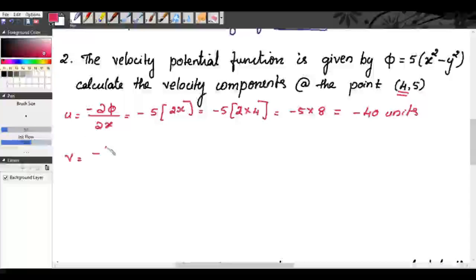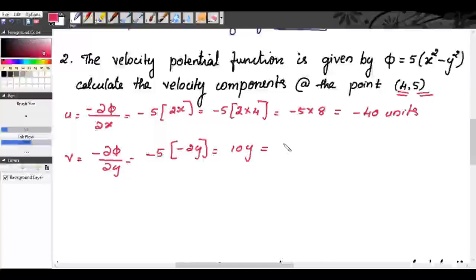Similarly, our v will be equal to minus ∂φ/∂y. So it is minus of ∂φ/∂y, we get 5 into minus 2y. So we get 10y, substituting y equal to 5, we get 10 into 5. So it is 50 units. So that is our answer.